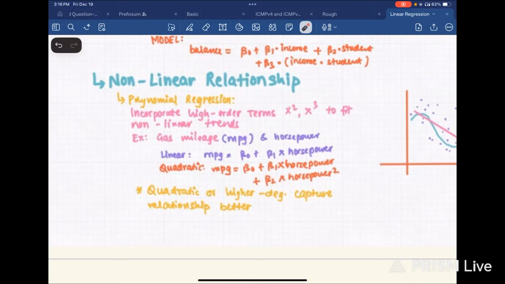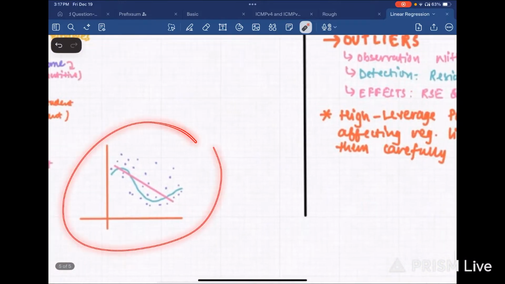We use polynomial terms, higher order terms like x squared and x cubed, to fit non-linear trends. We know that if we include square terms or any kind of polynomial terms, we are able to capture a higher degree of relationship. So quadratic or higher degree terms capture the relationship better. So we just plot this here.